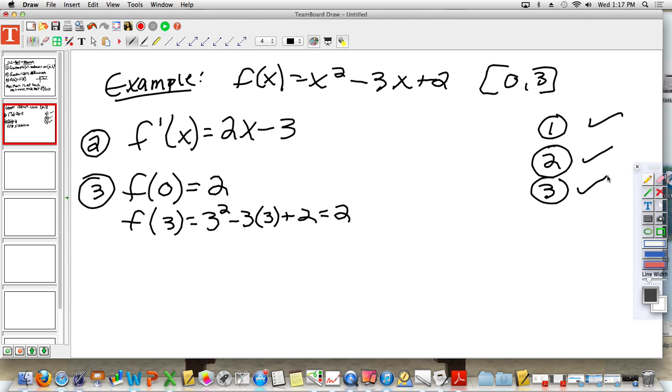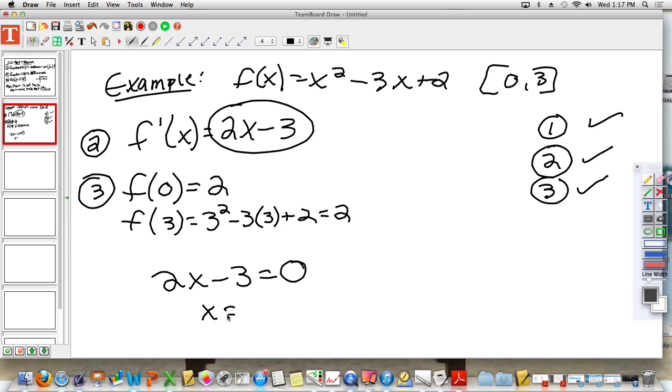All right, so our job now is to figure out what is that value of c that gives us a slope of 0. So what you're going to do is take your derivative, put it equal to 0, and solve for x. You should be able to do this in your head. What's x? 3 halves. So that is our value of x, or c as it was called in our definition, that will get us a slope of 0.